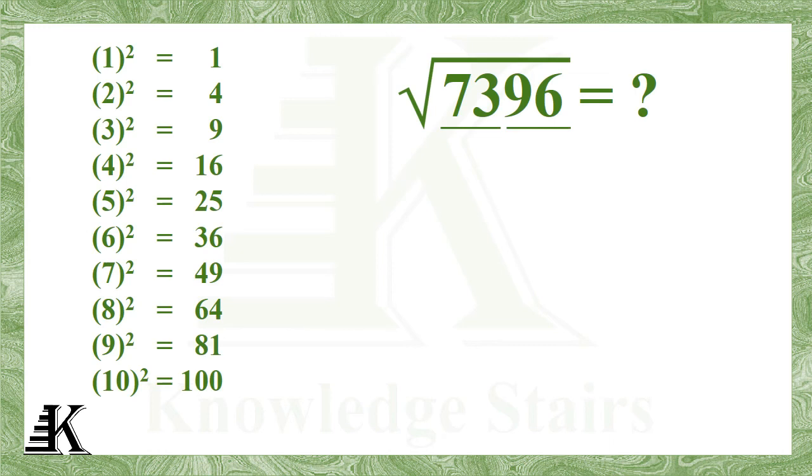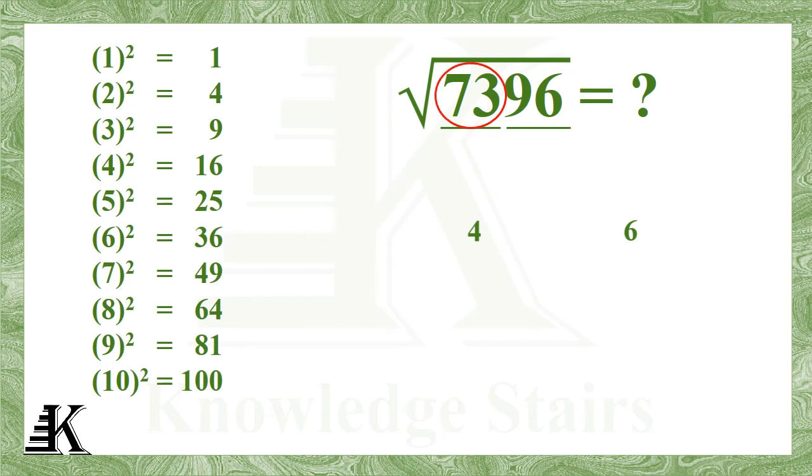First of all, we will see which number is at the ones place in the first pair. Here we have 6. We know that any number ending with 4 or 6 will have 6 at the ones place when squared. So we will write 6 and 4 at the ones place. Now we will come to the next pair, that is 73.